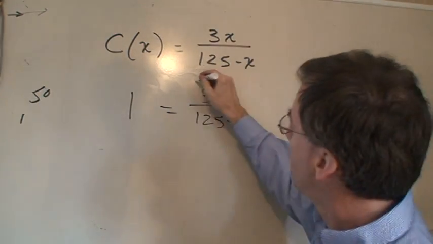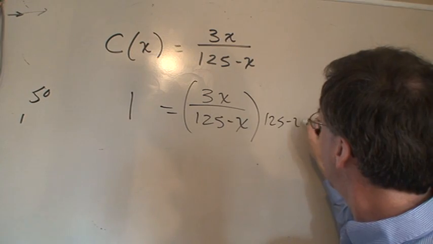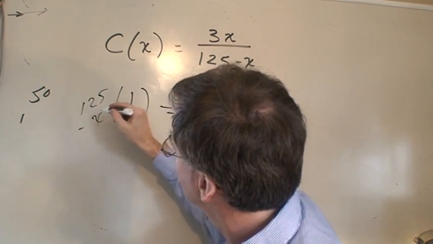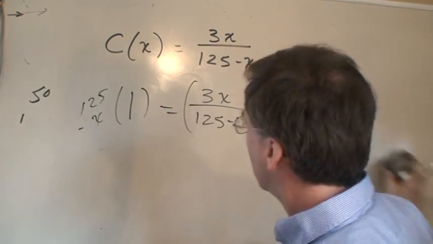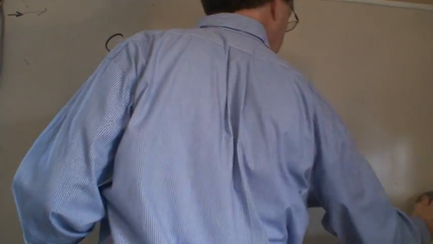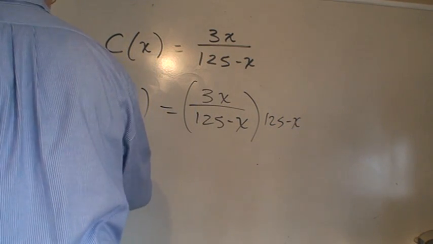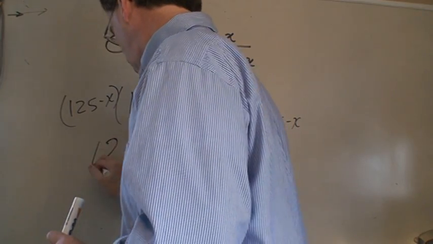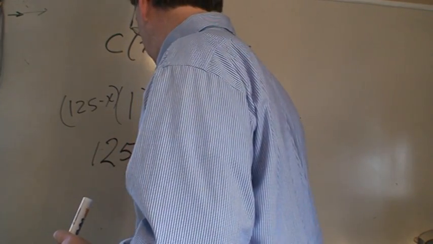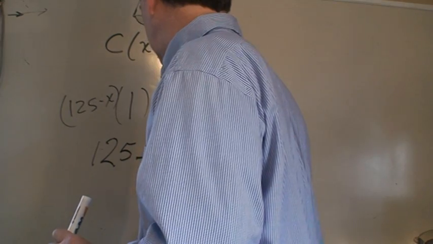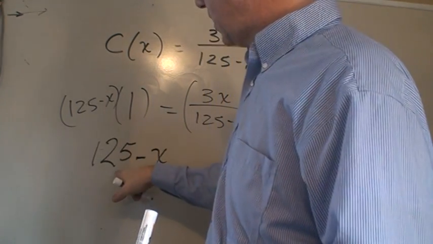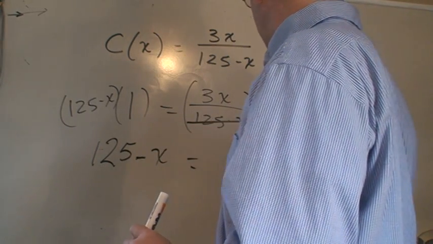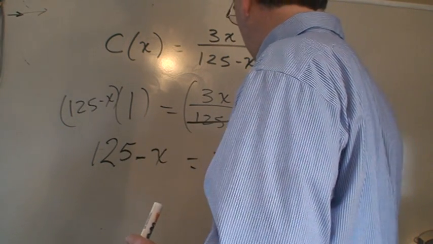Okay, what would I do? I would multiply both sides by 125 minus x. So on the left, I would get 125 minus x, because 125 times 1 is 125, negative x times 1 is negative x. Over here on the right, these cancel out and I get just 3x.